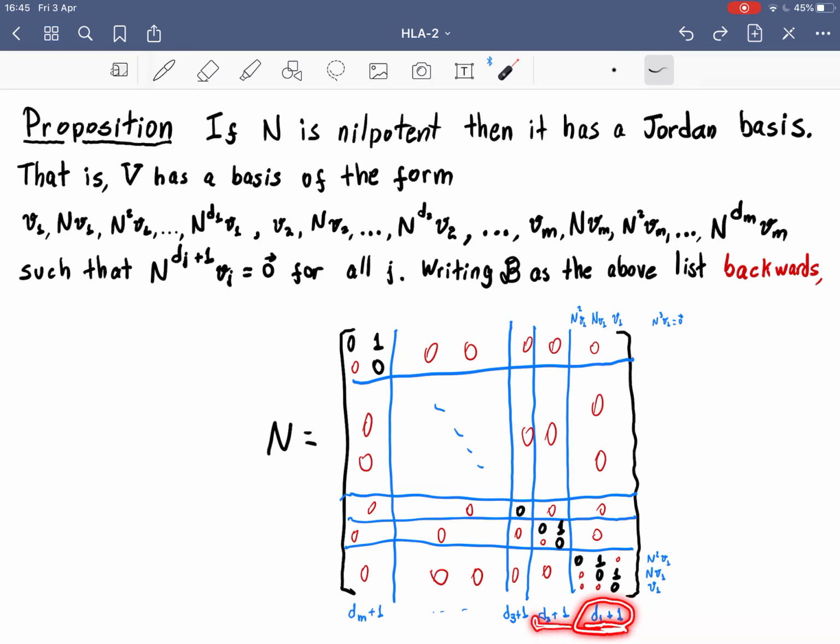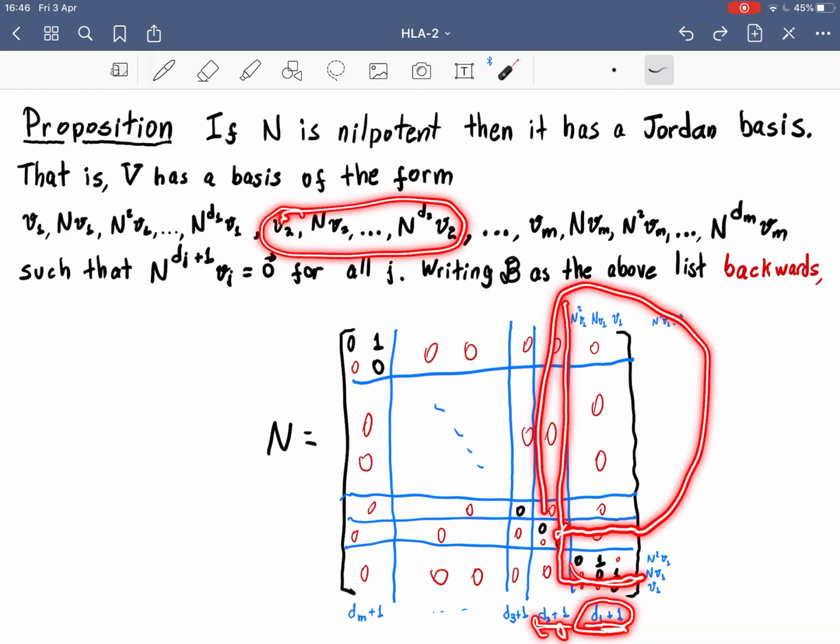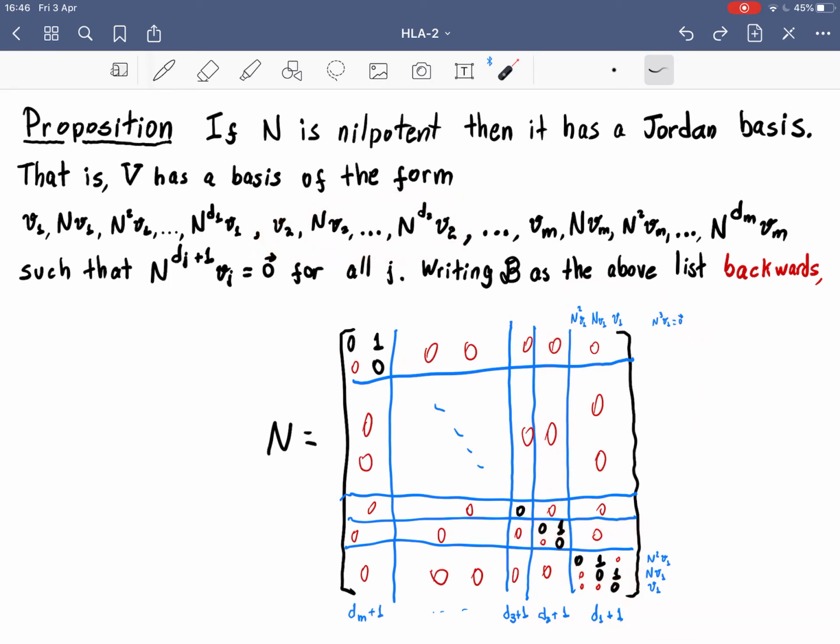Then in the second last block, we get this block here. So the first vector in the block is mapped onto the second vector. The second vector is mapped on 0. So we move to the next block. Maybe the next block only has one vector. That happens, yeah? Maybe v3.